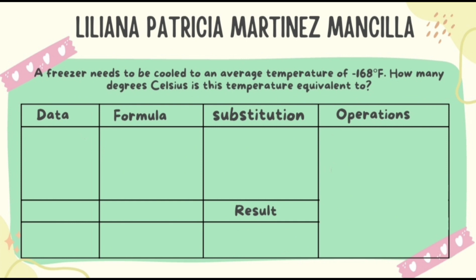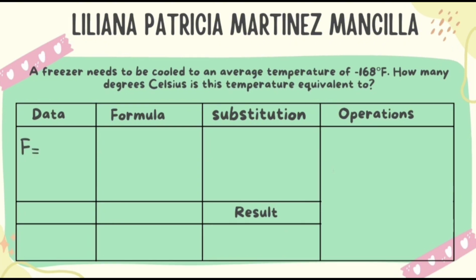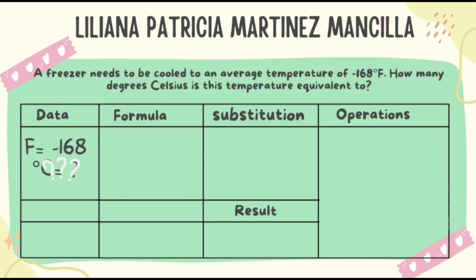A freezer needs to be cooled to an average temperature of minus 168 degrees Fahrenheit. How many degrees Celsius is this temperature equivalent to? So, we are going to cover the data, which are F for Fahrenheit, and it has a temperature of minus 168 degrees. And we want to find the Celsius, so we'll take this formula.